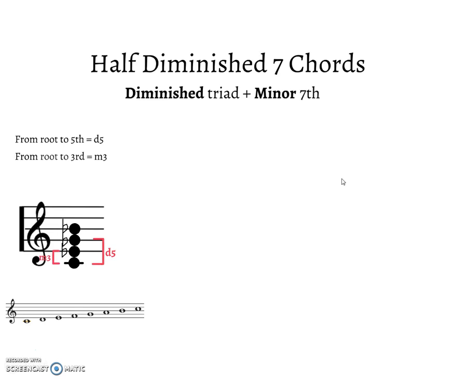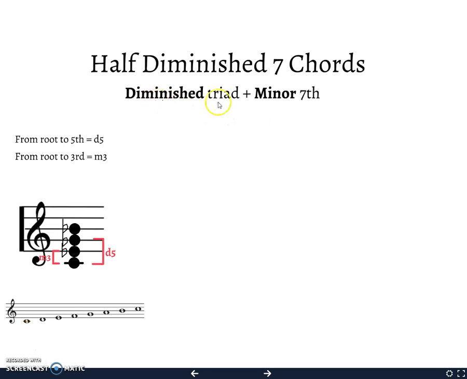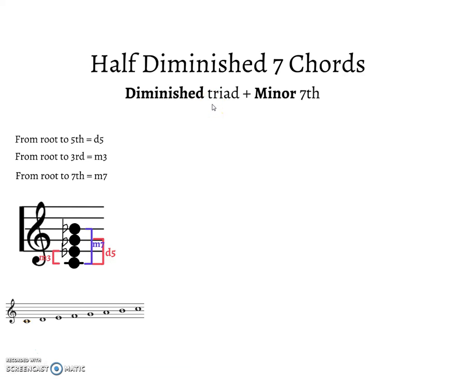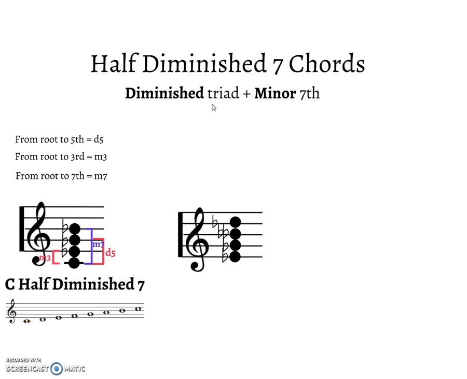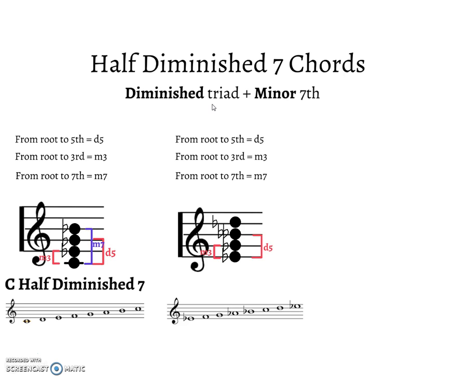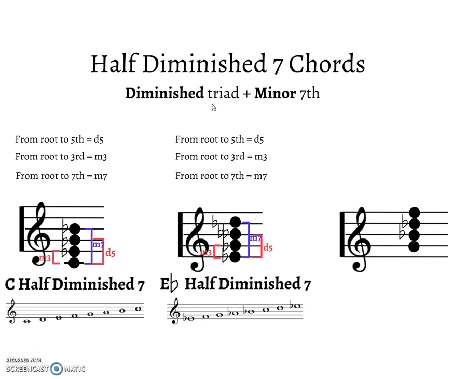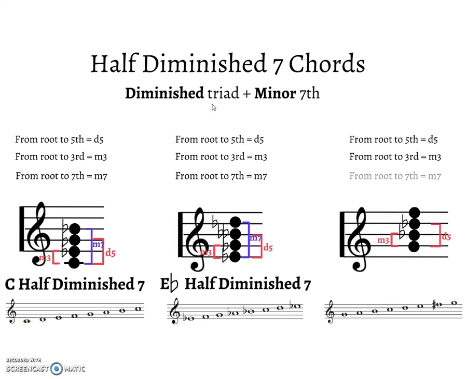Diminished fifth, minor third, that's the same thing, that's our diminished triad again. Minor seventh, E flat. E flat on the bottom, diminished fifth, minor third, minor seven. G on the bottom, we have diminished fifth, minor third, minor seven.